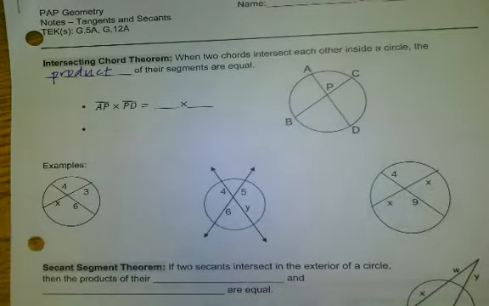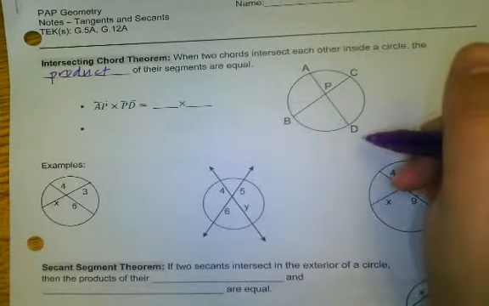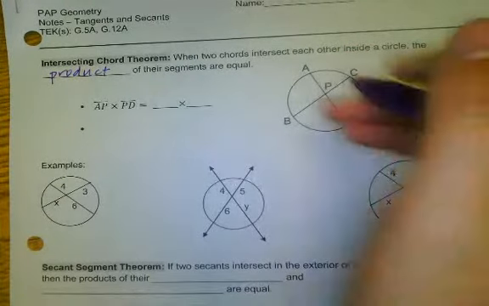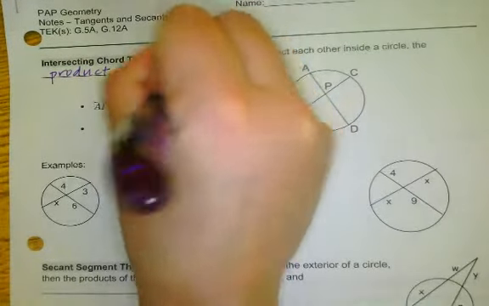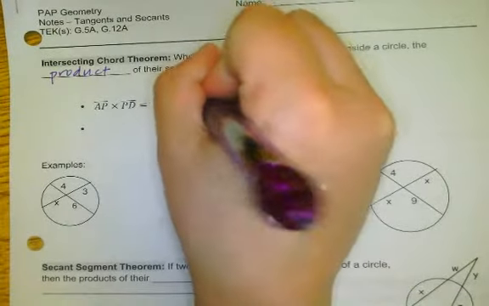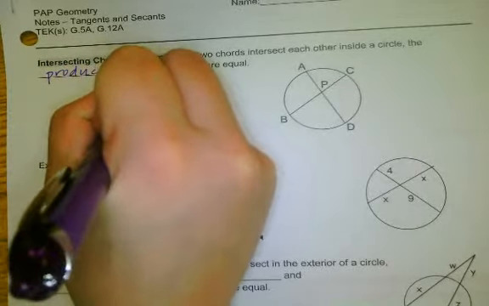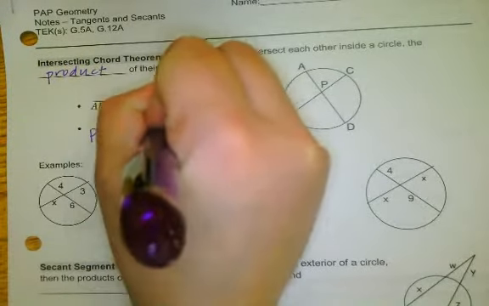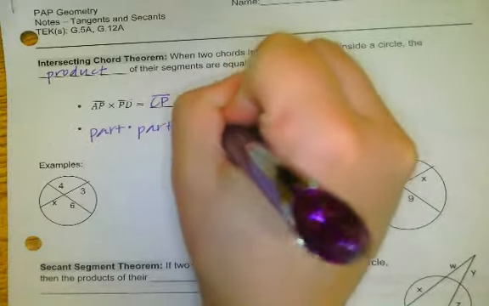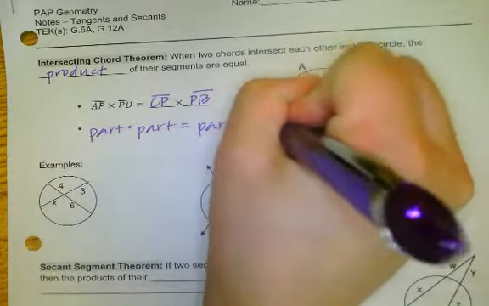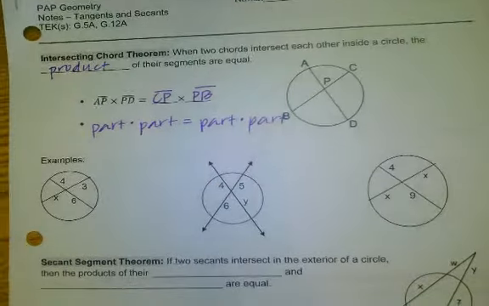Okay? So AP times PD would equal what? CP times BP. Okay, and it's just part times part equals part times part. Yeah, I said this is part of review. Oh, okay. We just called it something different. We called it segment chord theorem instead of intersecting chord theorem. So we should be able to do these three examples, okay?